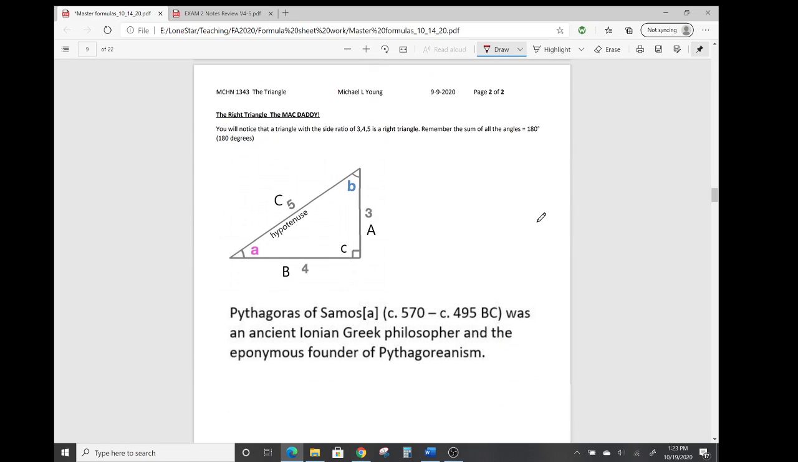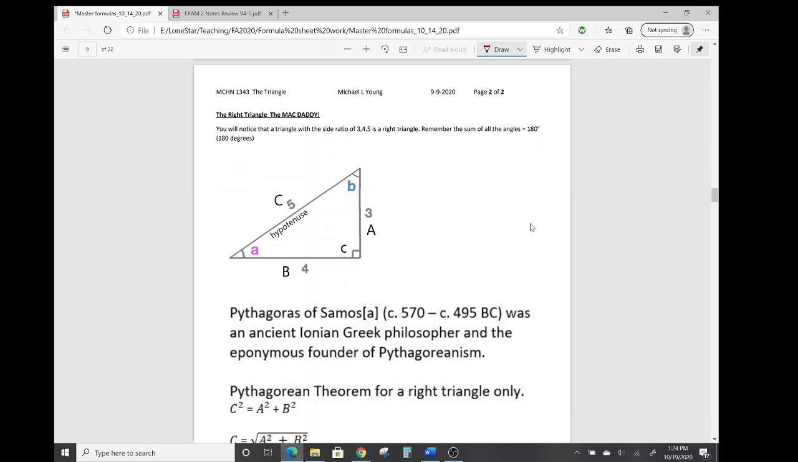Now we get to the Mac Daddy of triangles. The right triangle. This is the Mac Daddy. With the right triangle and the Holy Trinity of trig, sine, cosine, and tangent, you can do just about anything. You can reconstruct the world. Now you'll notice that a triangle with a side ratio of 3, 4, 5 is a right triangle. Remember, the sum of all the angles is 180 degrees.